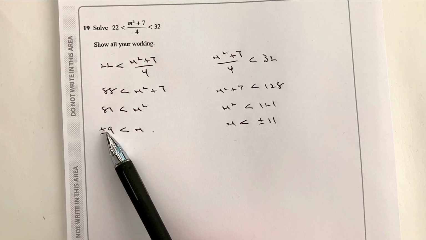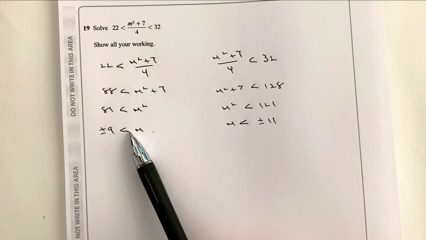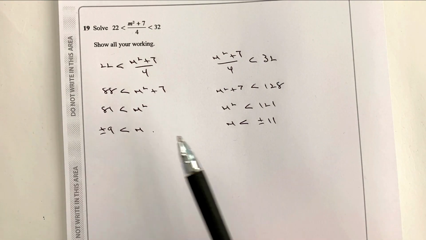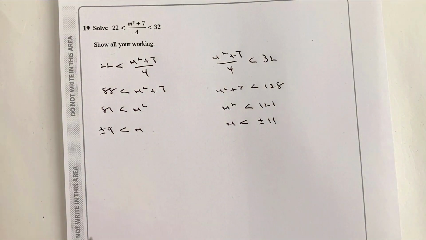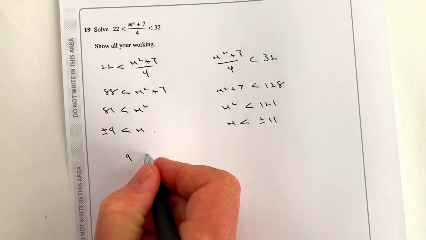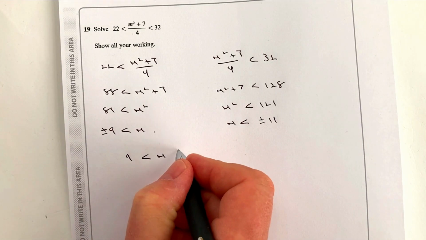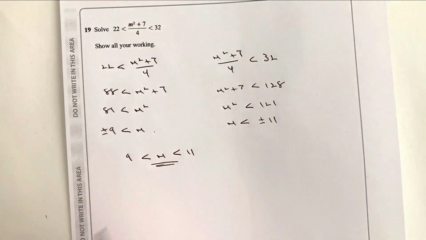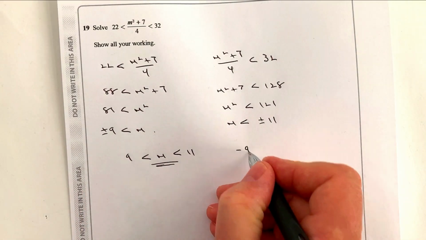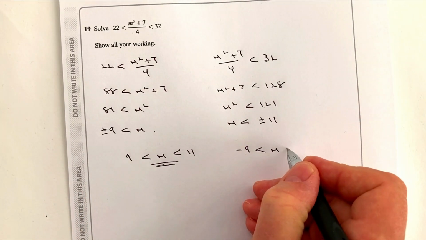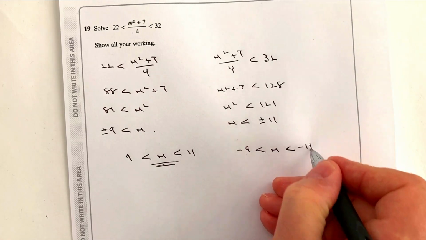We've got plus 9 is less than m, and m is less than plus 11. So I can write this as 9 is less than m, which is less than 11. That's one of my values. I can also write it as my negative values, which is minus 9 is less than m is less than minus 11.